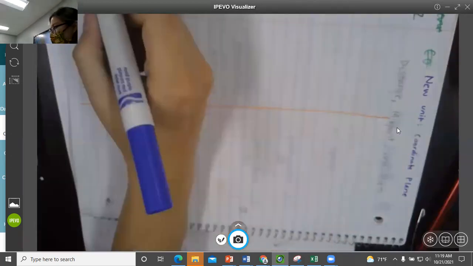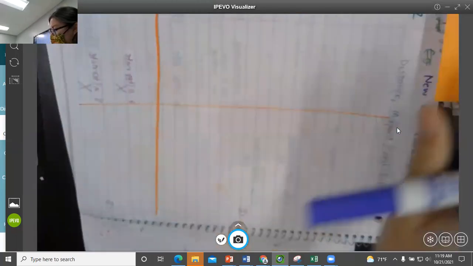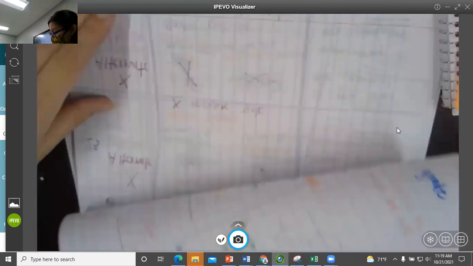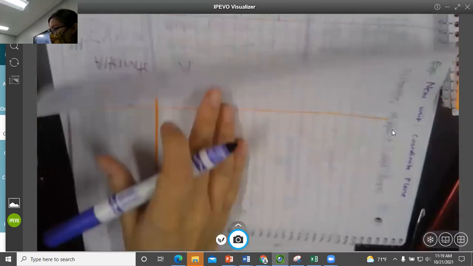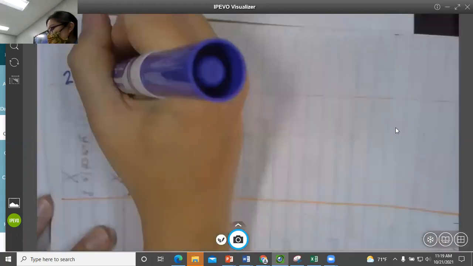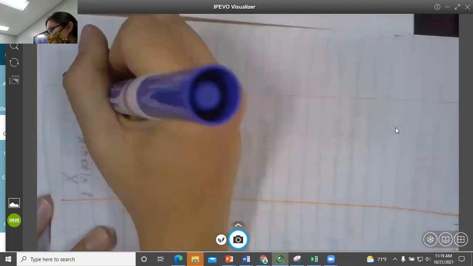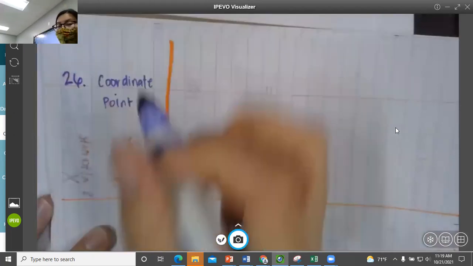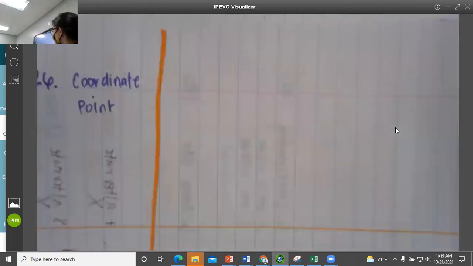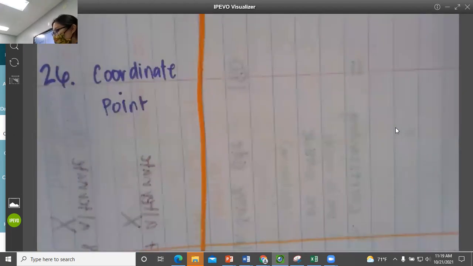This is word number, is it 27? 26. All right, number 26 is the coordinate point. We've talked about the point before, but this is a coordinate point, which is different. I hope once I talk to you about this, you're like, oh yeah, I've seen this. I know what you're talking about.